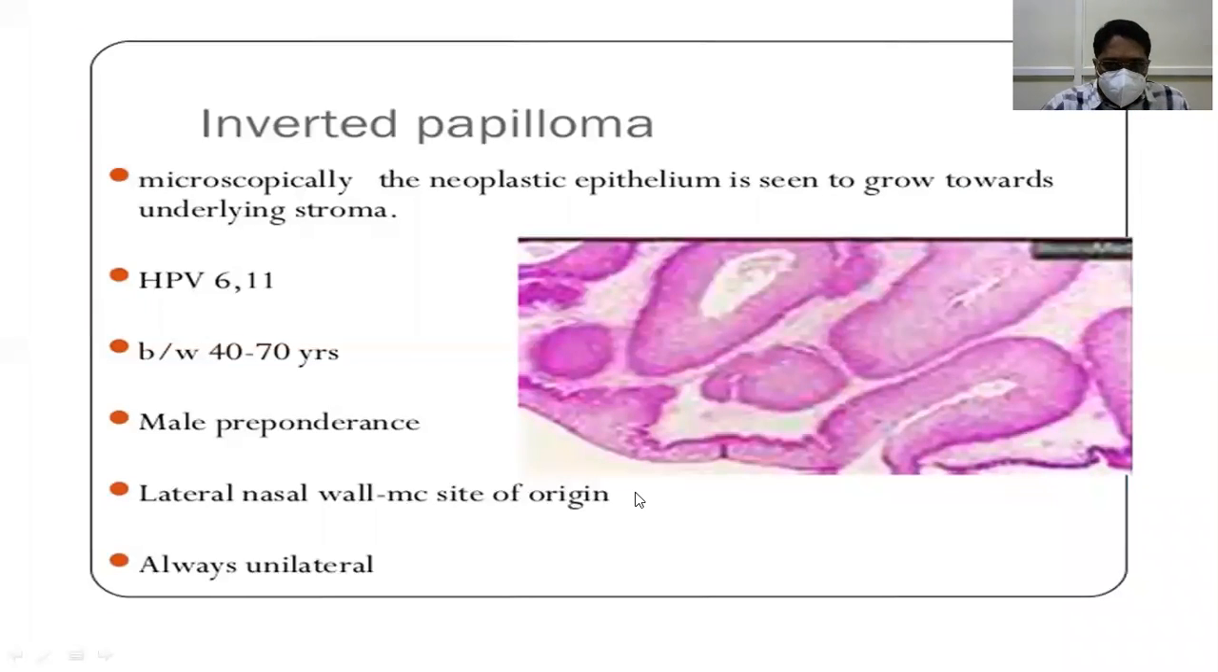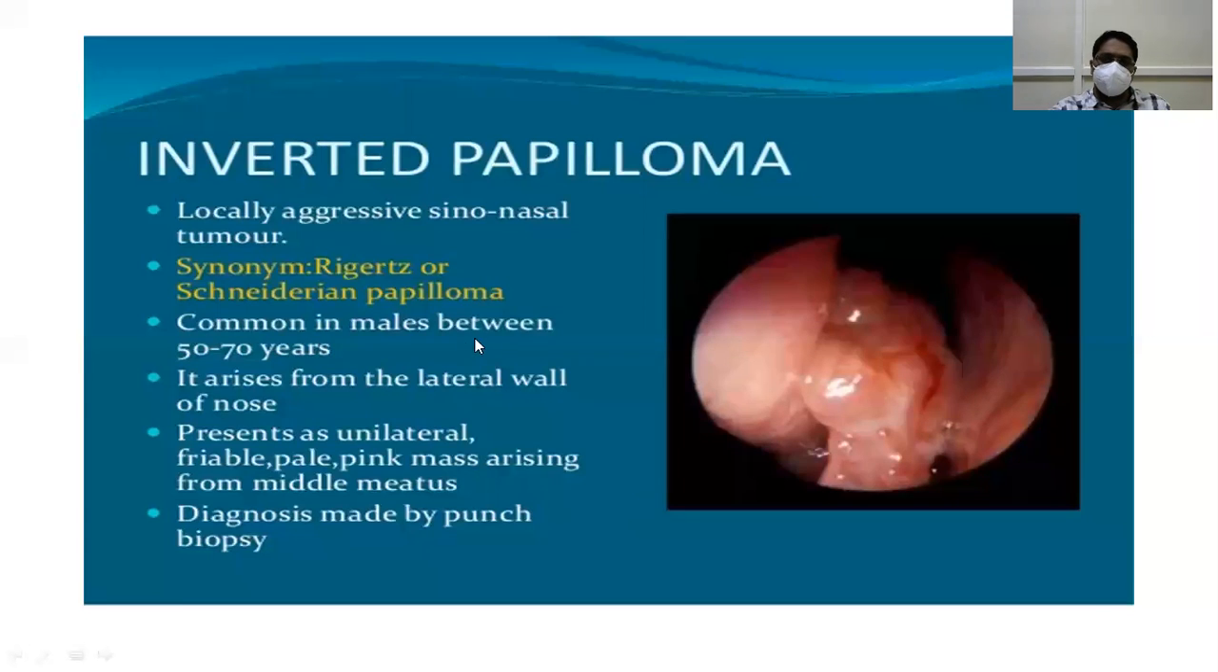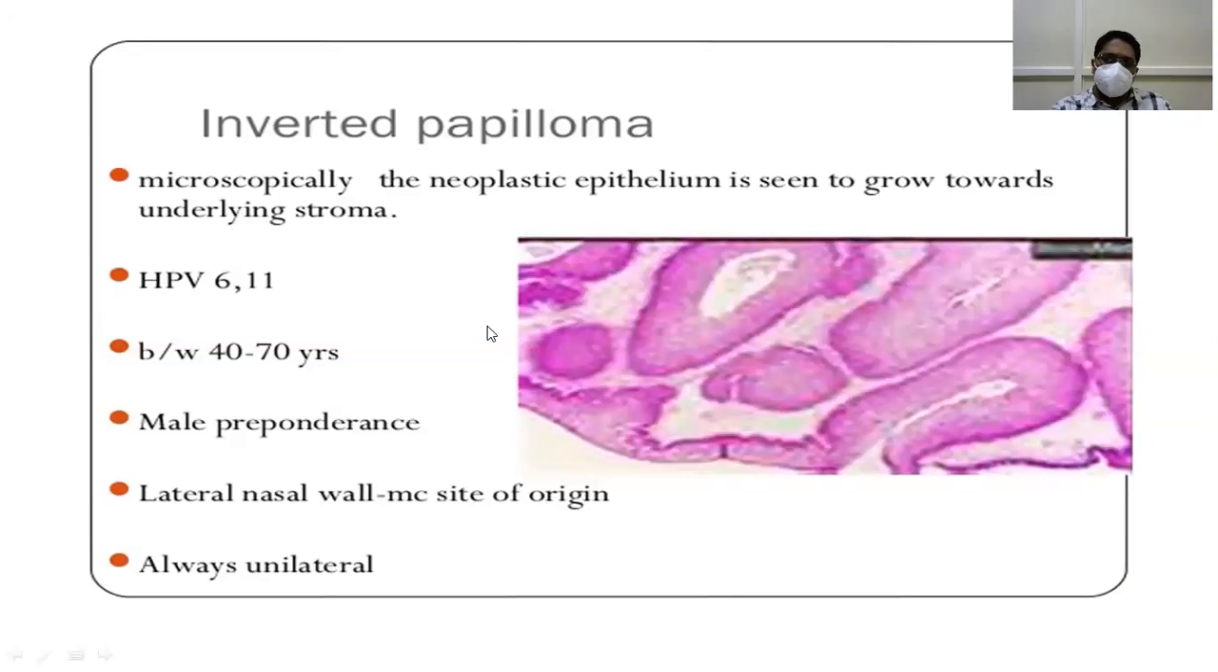Why is it called inverted papilloma? It's growing towards the stroma. The epithelium goes in strands towards the stroma. That's why it's called inverted papilloma. Unlike other epithelium, it grows inwards. The most common etiology is human papilloma virus 6 and 11.